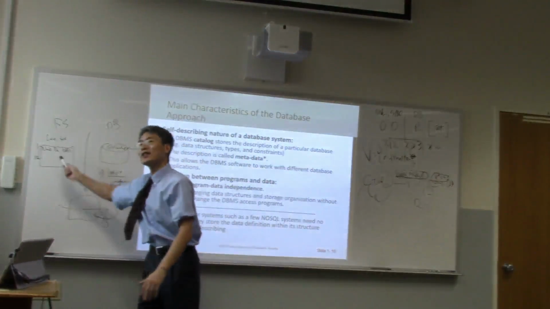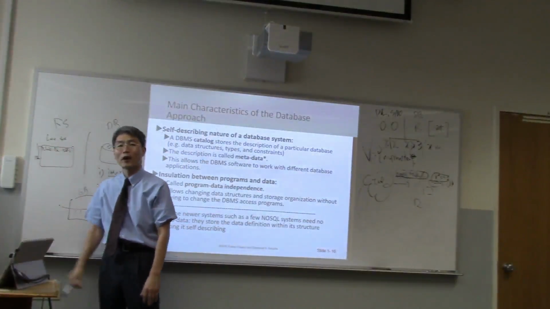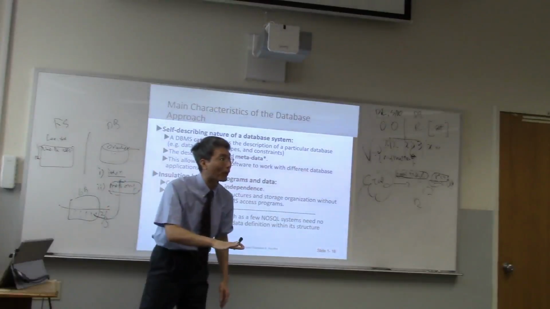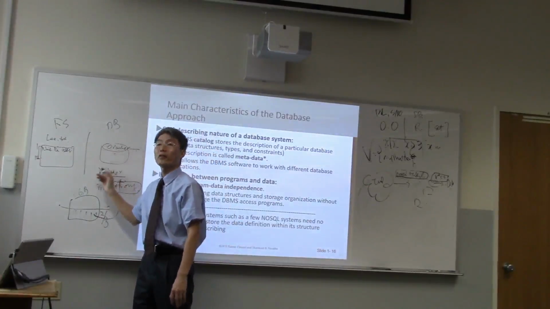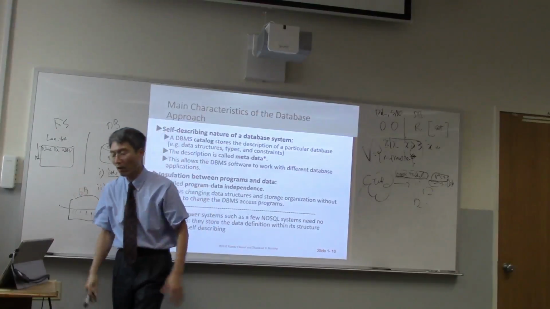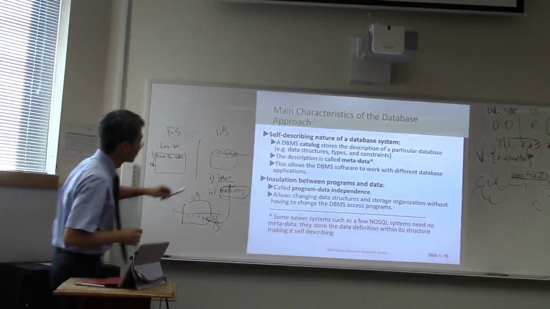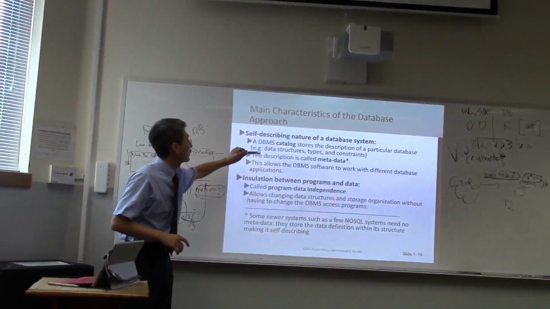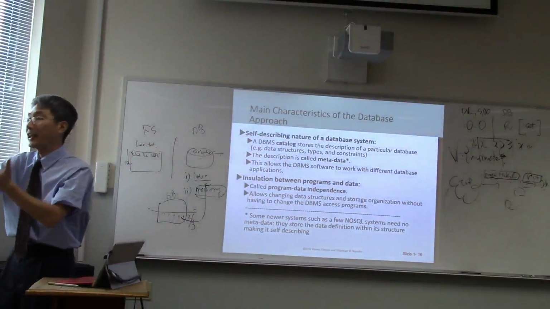When you are using the file system, you should know. Also, whenever you change the format of your file, you need to change the application program. However, with the database, you can just change the definition of your data. Okay? So that is a main difference. For example, Oracle keeps such information, like the data structure, type, and constraints, that describe your database.